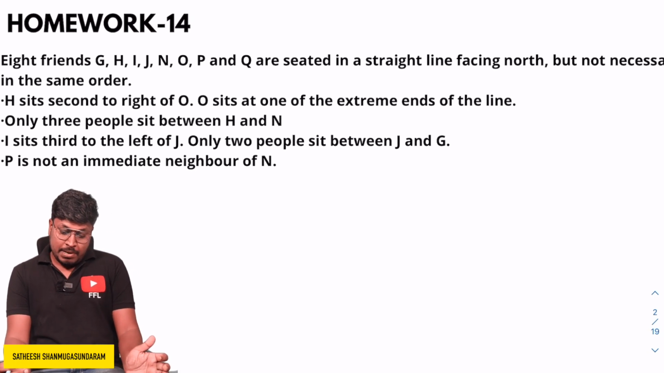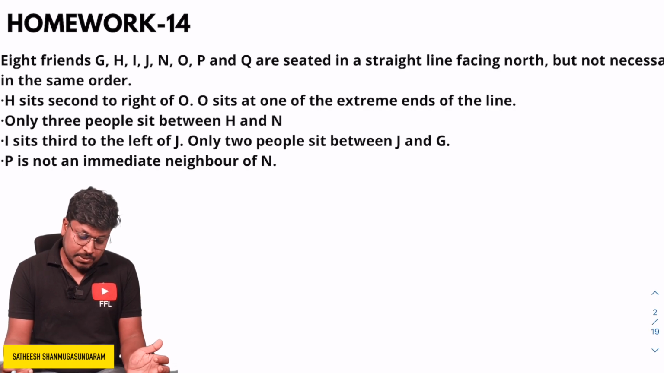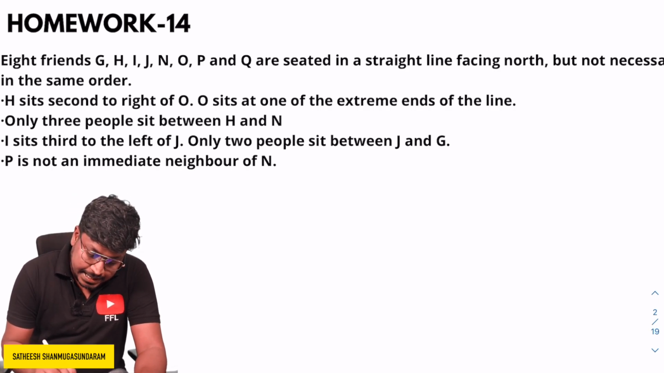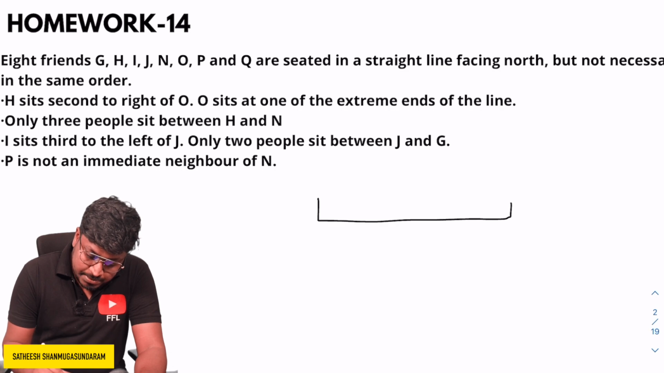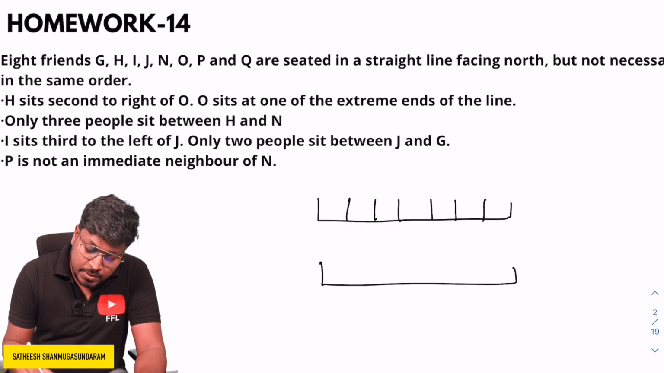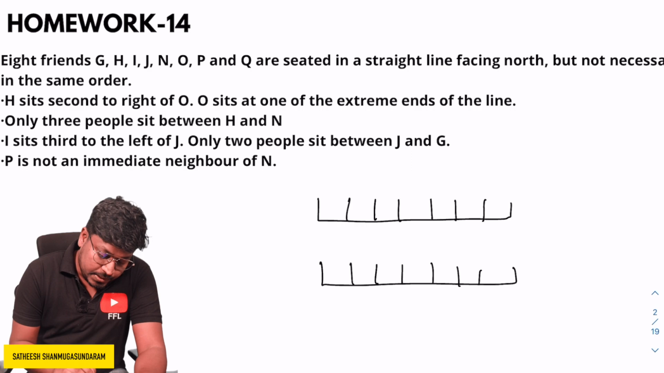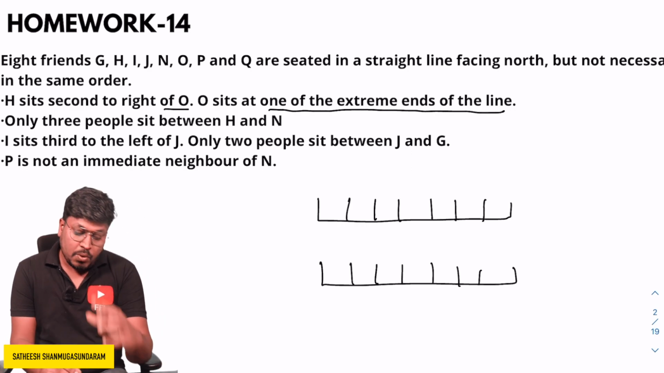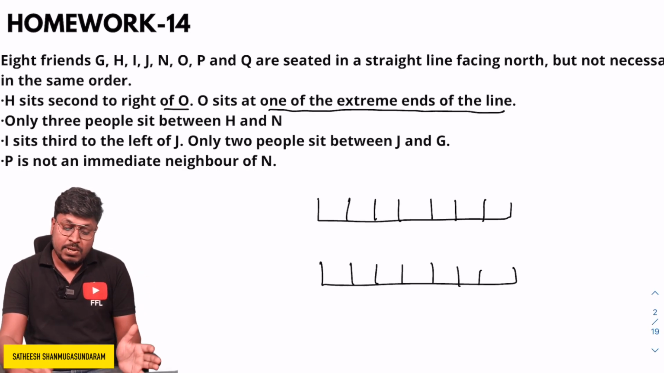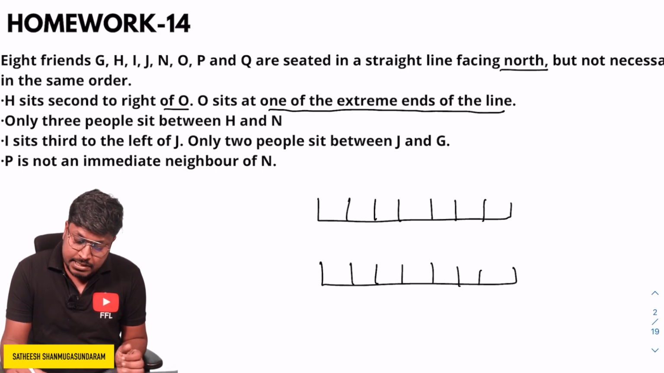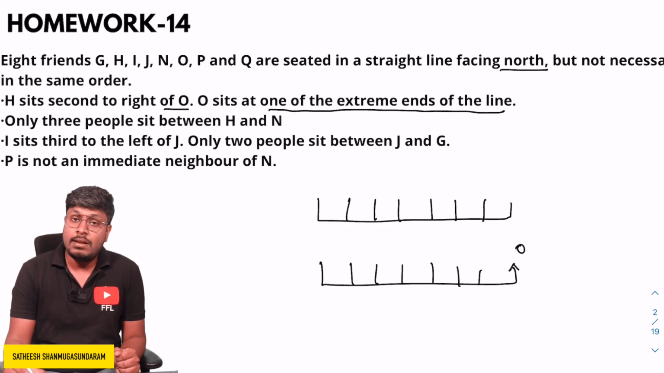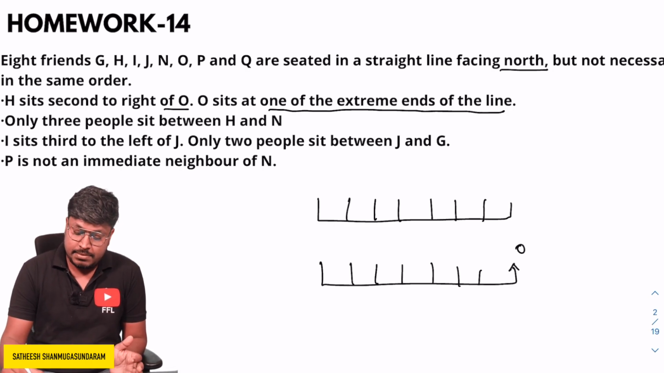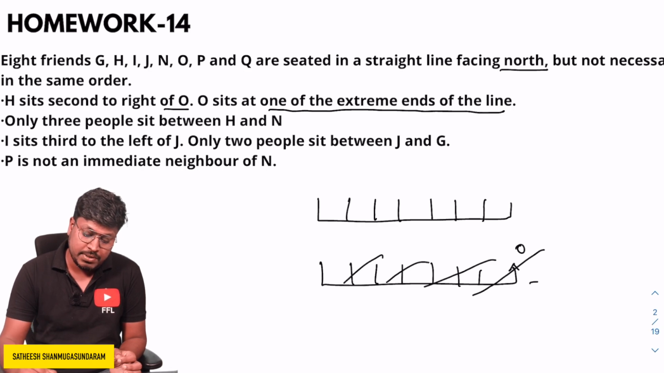So here is homework number 14, first arrangement. 8 friends are seated in a straight line facing north. So always go with 2 possible diagrams, 1 2 3 4 5 6 7 and 8. If required, go with 2 possible diagrams, or else not needed, right? H sits second to the right of O, and O sits at one of the extreme ends of the line. So O's right hand side, at the second place, is H, and we know that all of them are facing north. In case you fix O at one extreme end here, O's right hand side second place is H, so that is ruled out of the arrangement, and you don't need to continue this possible diagram.